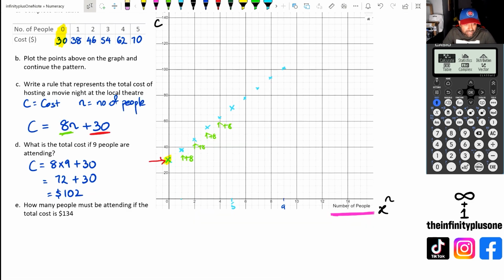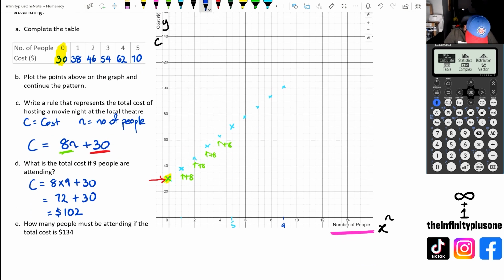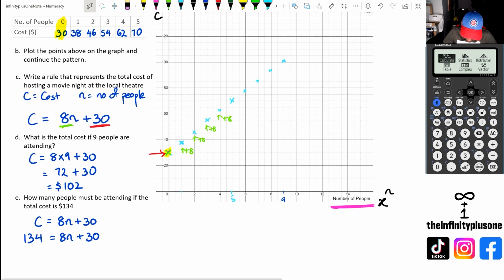Now for the last part, it's actually asking how many people must be attending if the total cost is 134. So we've got to kind of do this the backwards way. So you've got C is equal to 8n plus 30, and we're trying to figure out what the number of people is if it's 134. So we're going to write this down. 134 equals 8n plus 30. Now you can do it algebraically if you want, but some people just go, well, 134 take away 30 and then divide by 8 should give me the number of people, and that's what we're going to do here.